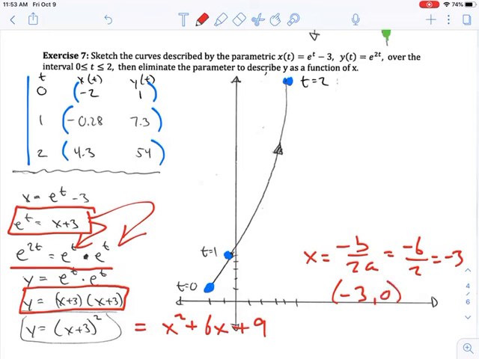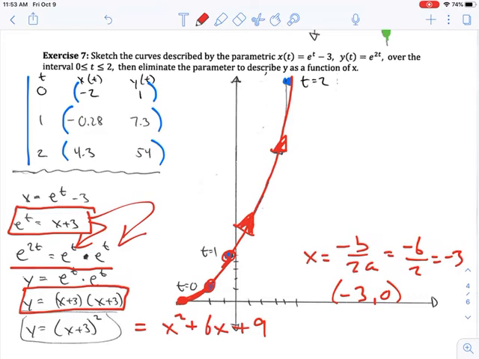So negative 3, 0 would have been the vertex, which would have been right about here. So we're at a vertex there, but I didn't include that in the original point. And so we've got a nice little upturning parabola going through here. And don't forget to put your little direction arrows showing that this is the direction that we are tracing out the curve as t progresses.